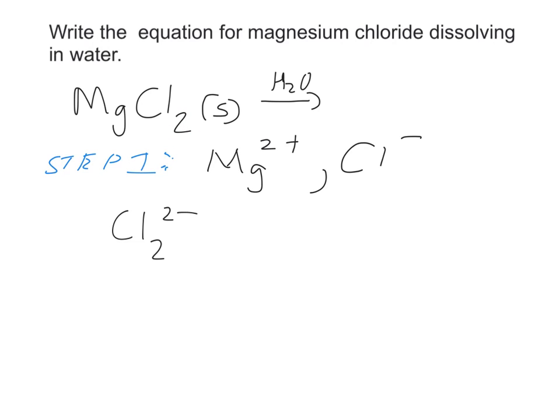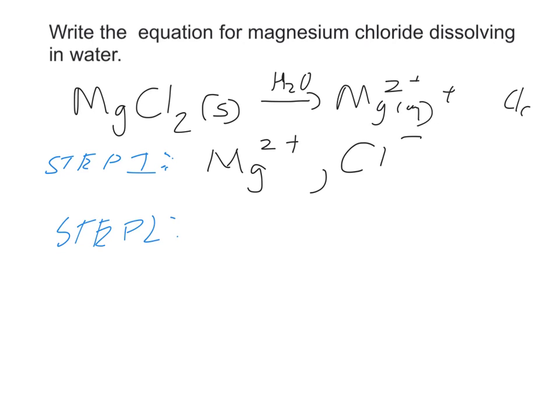Cl2 2 negative ion, right? That does not exist. Matter of fact, I'm embarrassed I wrote it. I don't want it going into your minds there, right? Your ion is Cl negative. We will take care of that subscript on the flip side. All right, so now step 2, I write them as the products. We've got magnesium 2 plus, aqueous, and then we've got the chloride ion, aqueous. Got my charges showing.